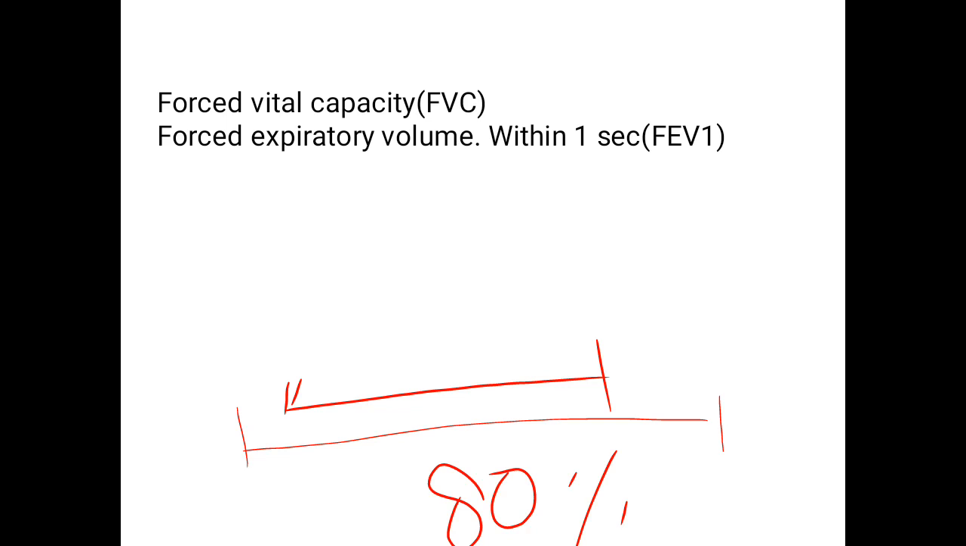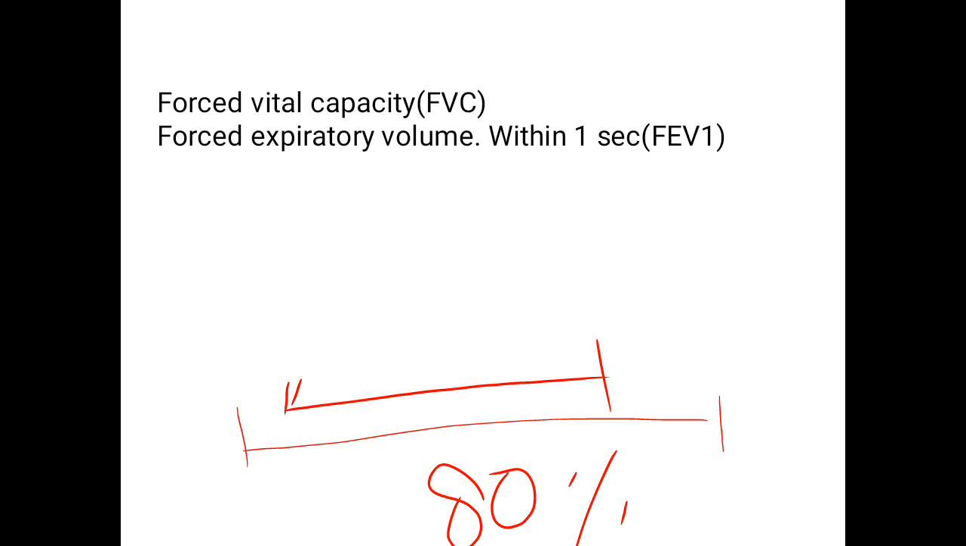Forced expiratory volume is the volume which is expired forcefully. ठीक है ना, and उसमें भी हम time करते हैं, within these seconds you have to expire fully, that is forced expiratory volume. ठीक है, forcefully you have to expire. Now जो forced expiratory volume में maximum 80% of the volume is expired within 1 second. That's why we calculate the forced expiratory volume within 1 second.